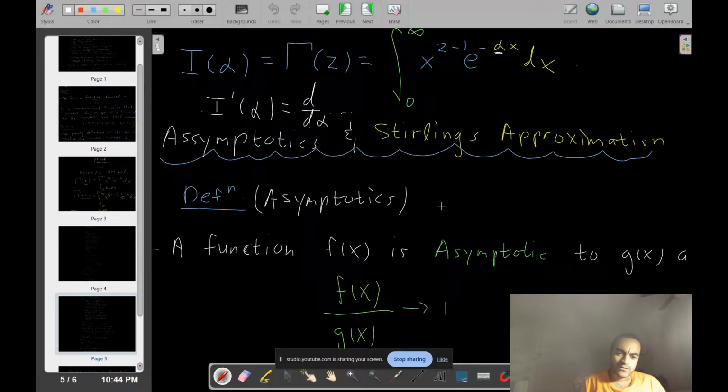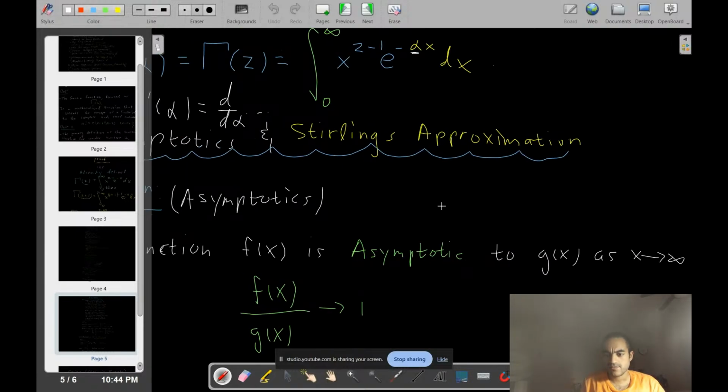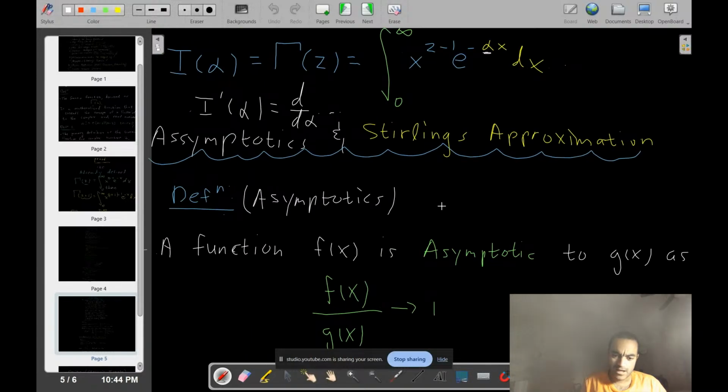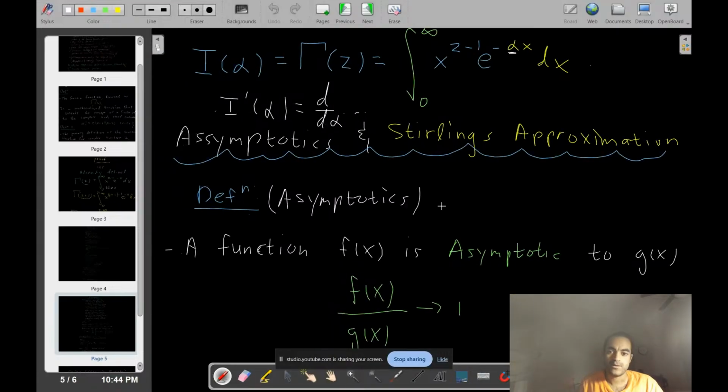So in terms of definitions for the asymptotics: a function f of x is asymptotic to g of x as x approaches infinity, as long as f of x over g of x approaches 1. Let me repeat. A function f of x is asymptotic to g of x as x approaches infinity if f of x over g of x approaches 1. That's what an asymptotic is.